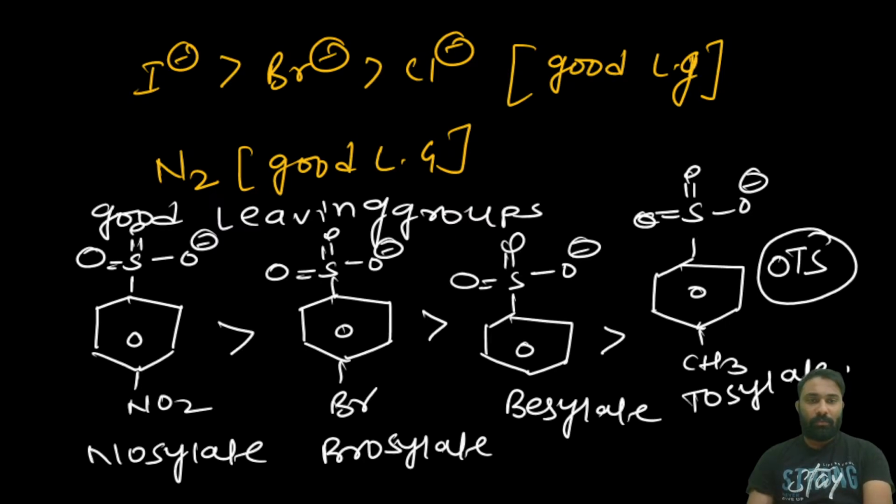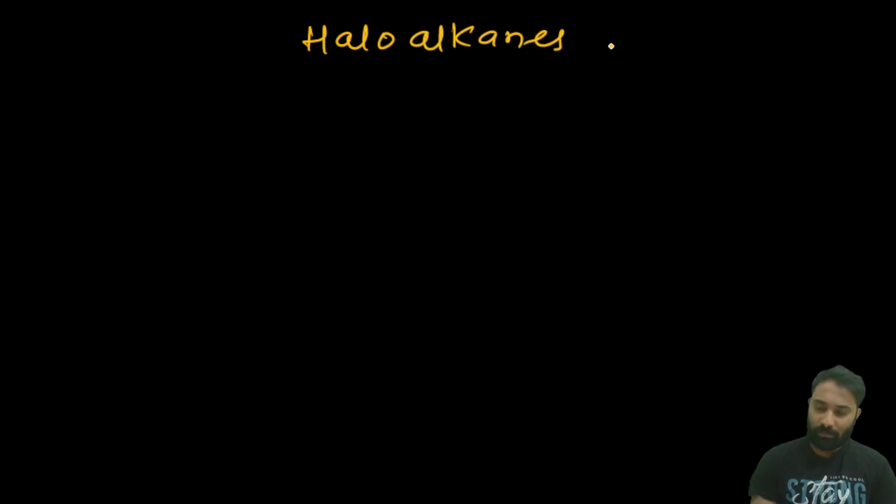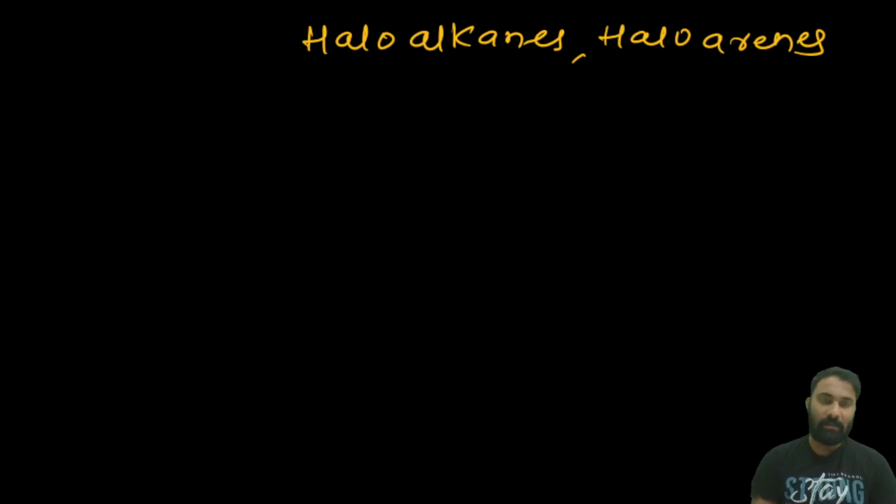Clear? These are the examples we have studied as basics to understand haloalkanes and haloarenes. Now we'll start the chapter haloalkanes. Listen, SN1, SN2, SNi I will try to finish today. Now listen carefully. First we'll go with the haloalkanes only, and the haloarenes we'll study later.